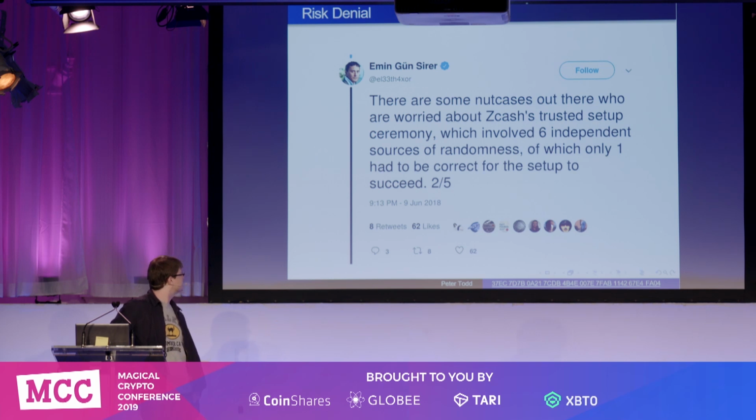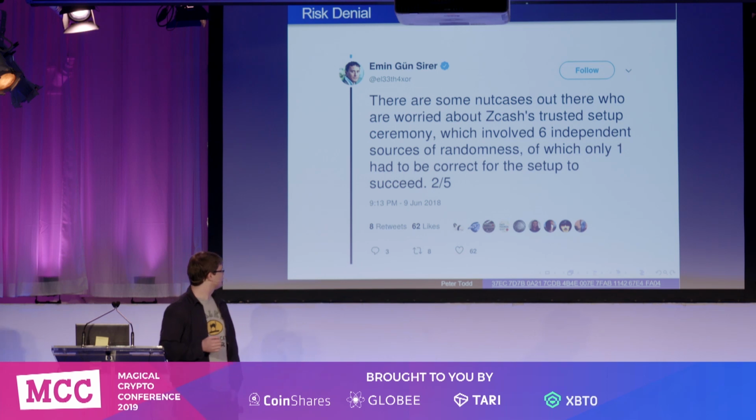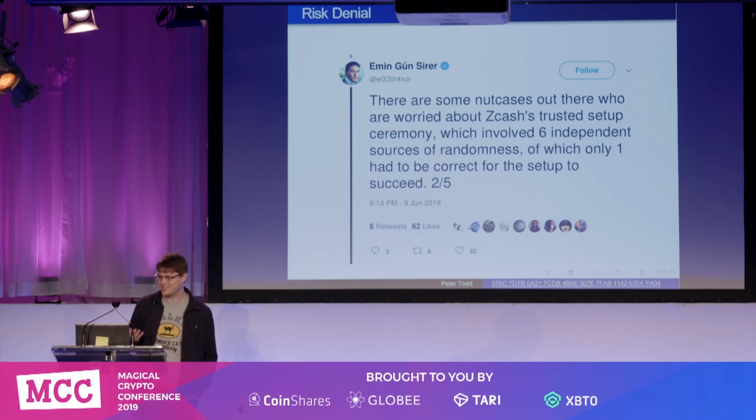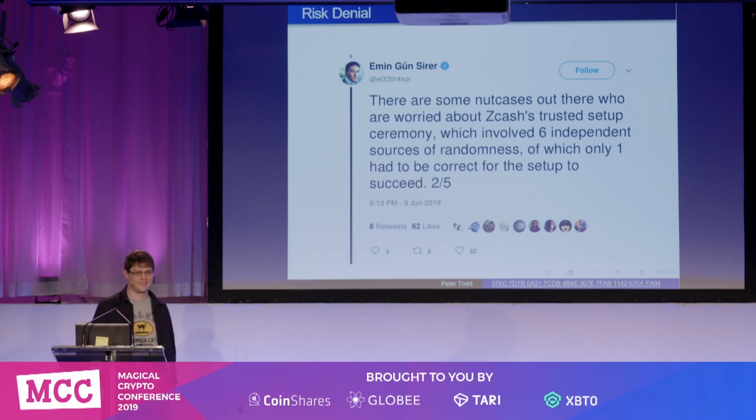And I think what this leads to is really like risk denial. Again, here's Emin: there's some nutcases out there who are worried about the Zcash trusted setup. Six independent sources of randomness, et cetera, et cetera. This just isn't true. Hopefully now I've convinced you those sources of randomness just weren't independent. I don't really know what my compute node did. I don't think anyone is actually sure of this. I'm sorry, but this just isn't independent. And for us to be promoting this myth in public isn't really correct.